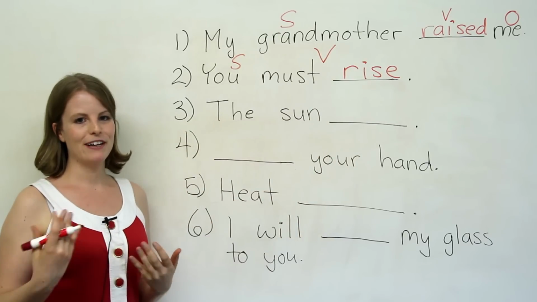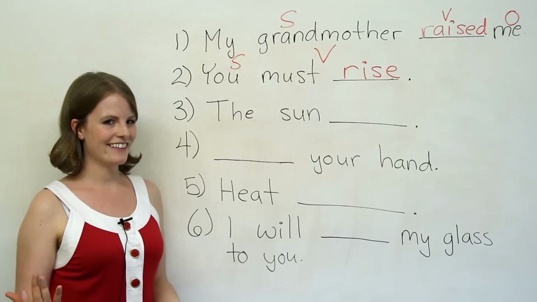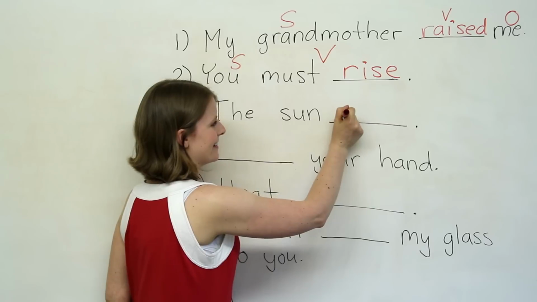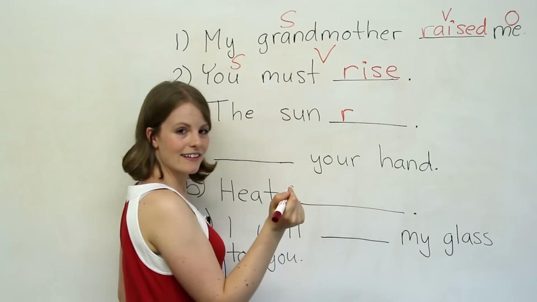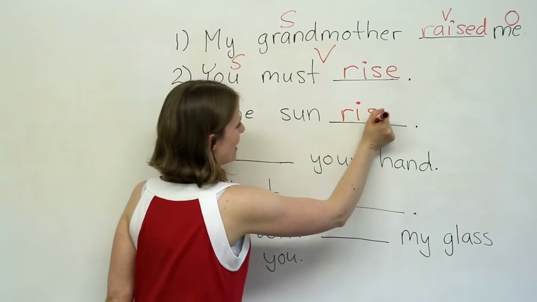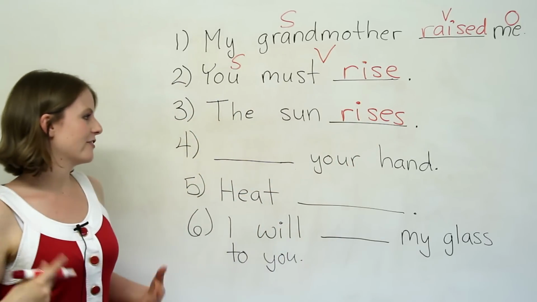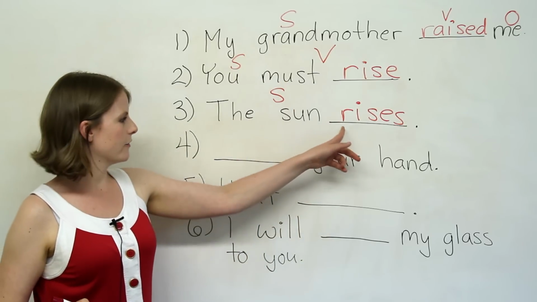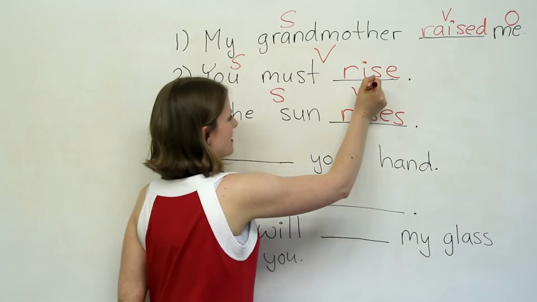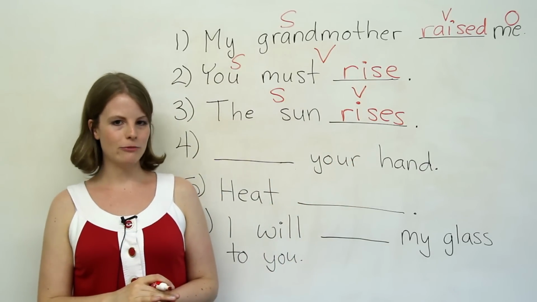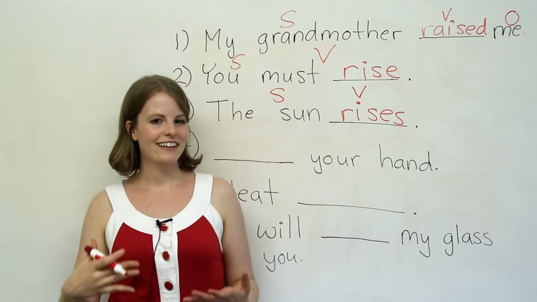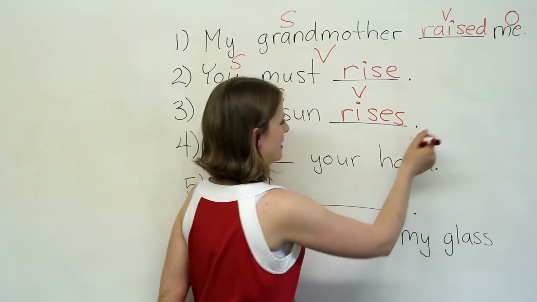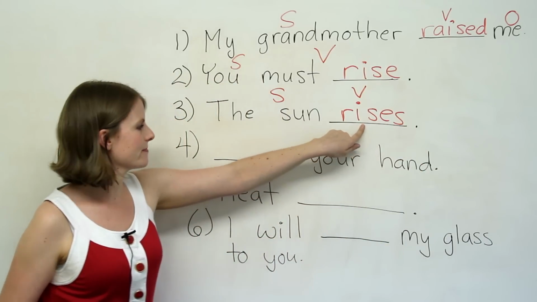Okay, number 3, the sun raises or the sun rises? So what do you think it is? Rises. The sun rises. Again, the sun is the subject. The verb, the action, is rise. Is there an object? Is there something or someone after the verb? No. So there's nothing here, so we know it's rises.